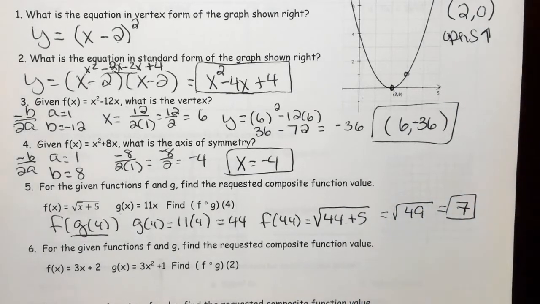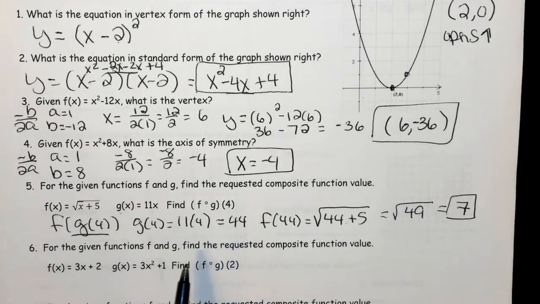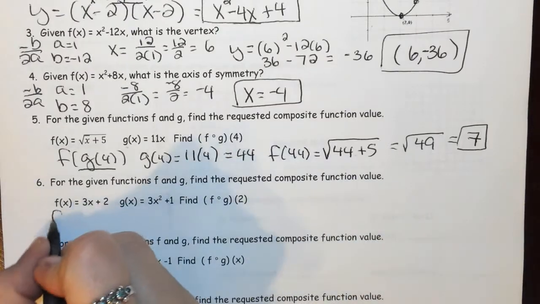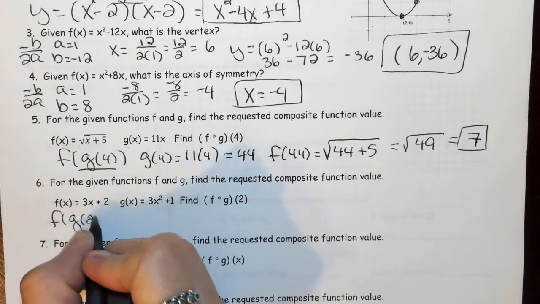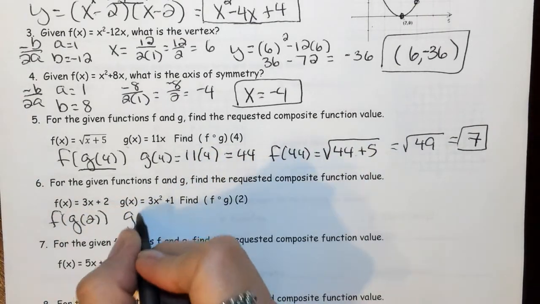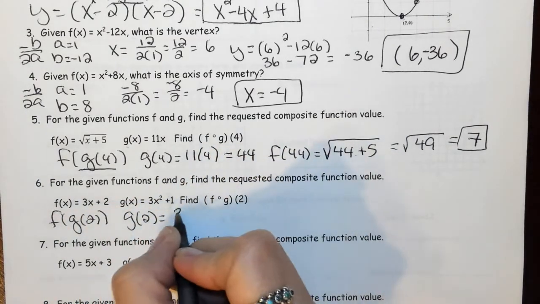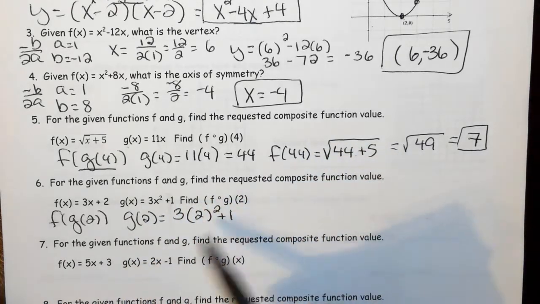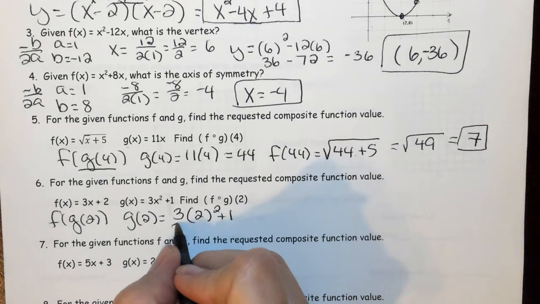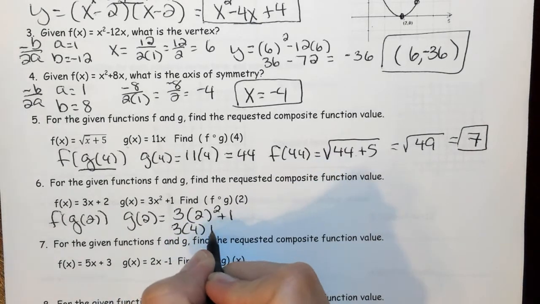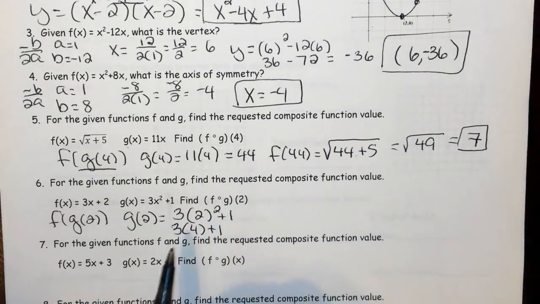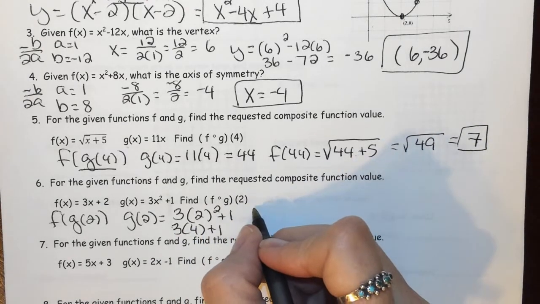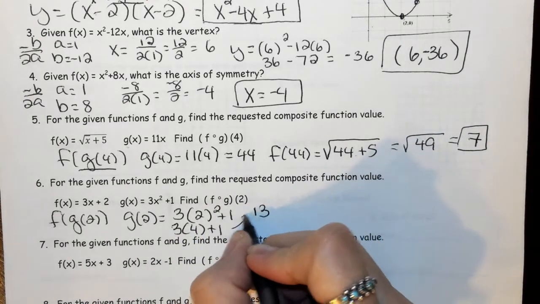And that's our answer. Number 6, they want me to do the same thing, but this time they want me to plug in 2. And it's going to be in the same order. So again, I'm going to start with the g, and I'm going to plug in my 2. So I get 3 parentheses 2 squared plus 1. Okay, order of operations says we're going to square first. So we get 3 times 4 plus 1. Now we're going to multiply and get 3 times 4 is 12. And 12 plus 1 is 13.